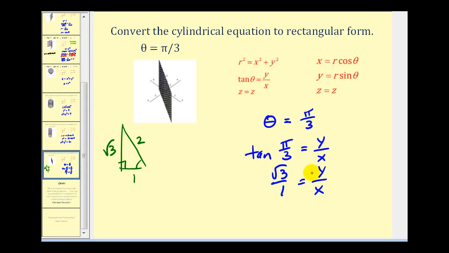And now we can cross multiply. That would give us y must equal square root 3 times x. And this would be the equation in rectangular form.